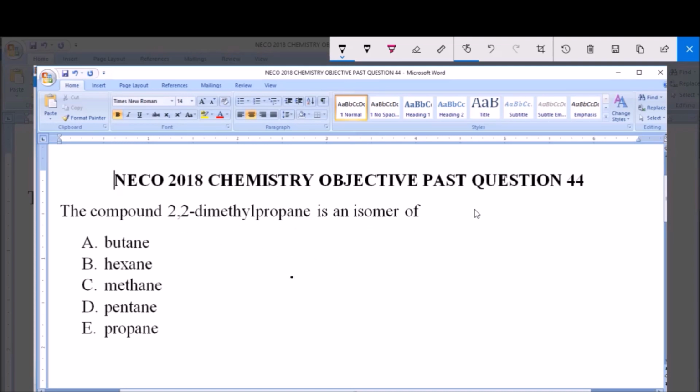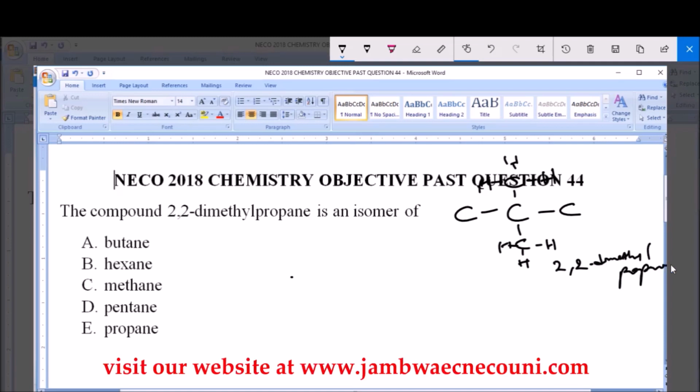Now, 2,2-dimethylpropane is given as this: C, C, C. This is carbon, carbon, carbon. Since it's propane, it's a single bond. Then since the methyl group is attached to the second carbon atom, that is 2-methyl, that is dimethyl, it's attached to the second carbon atom. This is the second carbon atom. So we have one methyl group here, one methyl group, and another methyl group here. This is another methyl group. Now this is 2,2-dimethylpropane.